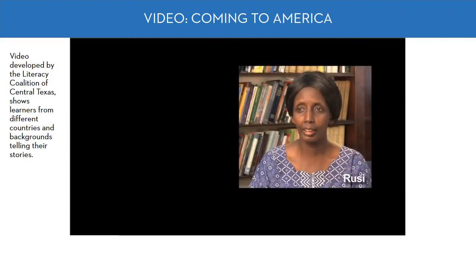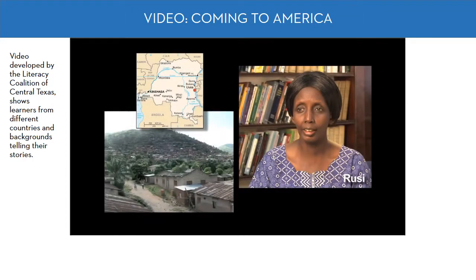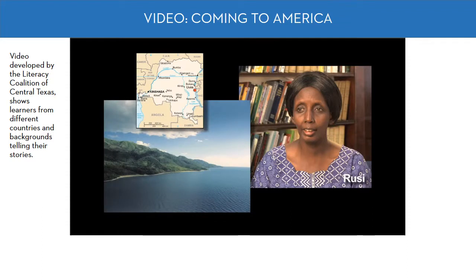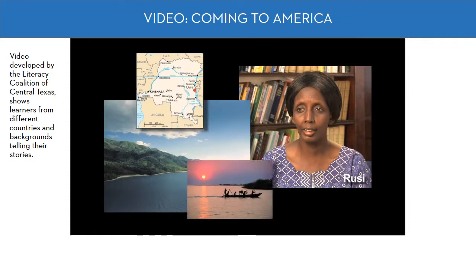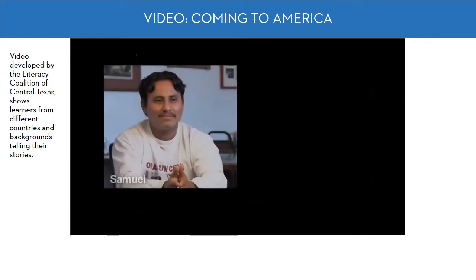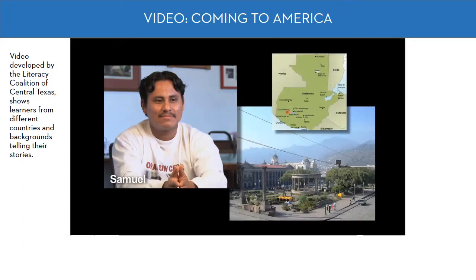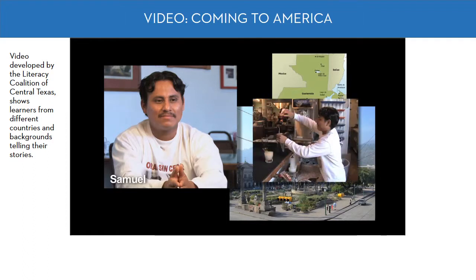Rusi, 49, is from the city of Uvira in the Democratic Republic of the Congo. She lived near beautiful Lake Tanganyika until tribal warfare forced her to move to the United States, where she now lives with her 6 children. Samuel, 27, is from Quetzaltenango, Guatemala. He came to the U.S. to look for work to help his impoverished family. He's learned enough English through a workplace literacy program to tend bar in a popular restaurant.